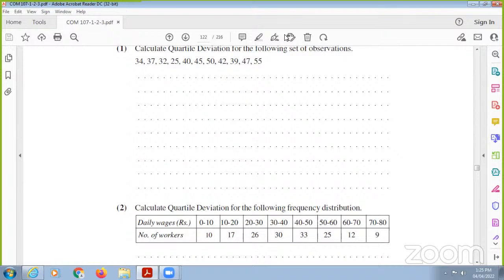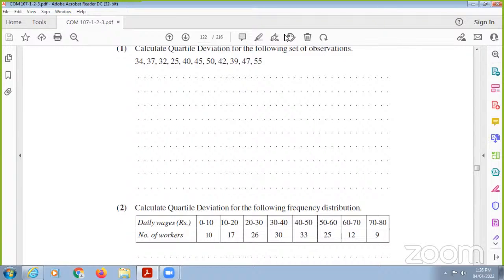Quartile 3 formula is L1 plus 3n upon 4 minus Cf upon frequency, multiplied by i. Here 50 is the L1. 1215 minus 116 upon 25 multiplied by 10. Here the answer will be 52.2.